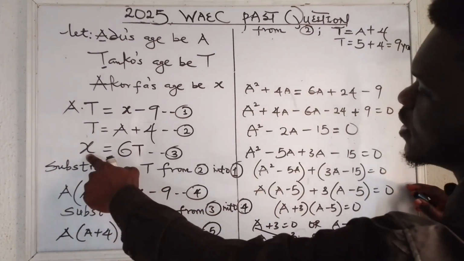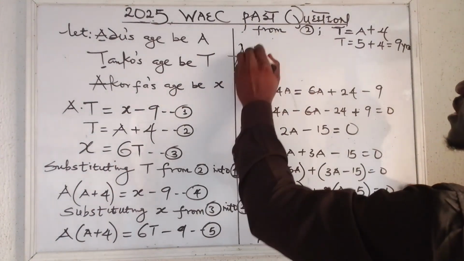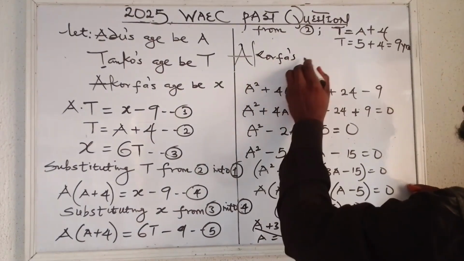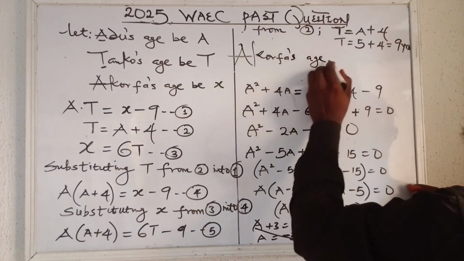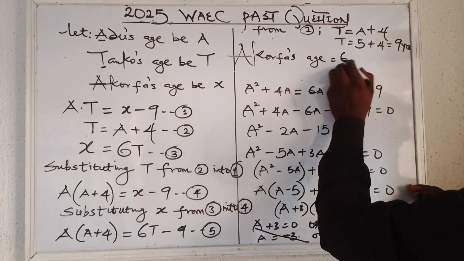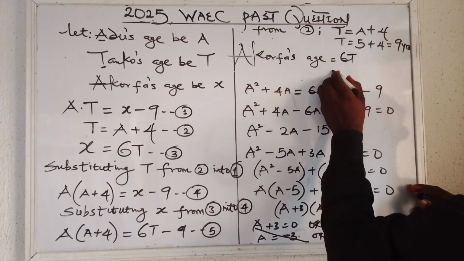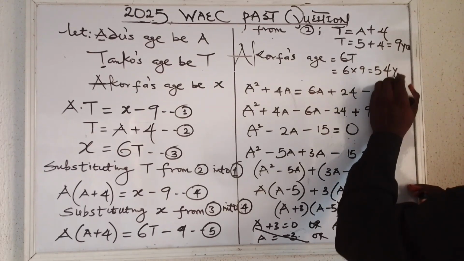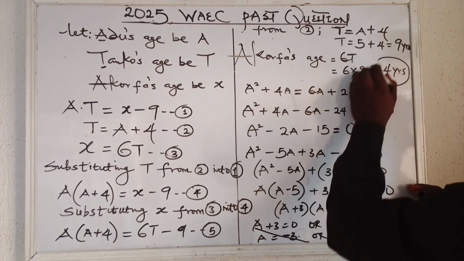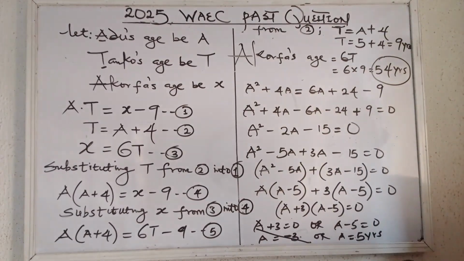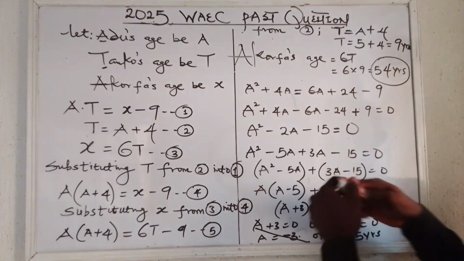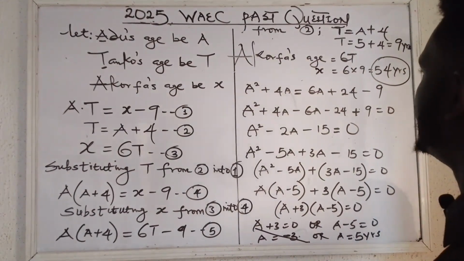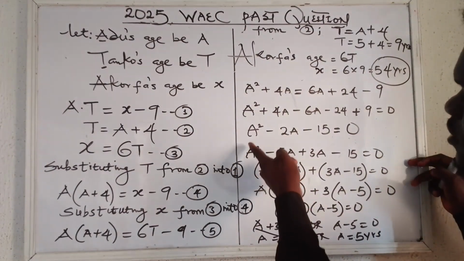Once I've got Tanko, I think we can get Akofa. So therefore, the final answer, Akofa's age was equal to 6t. And what is t? That was 9. So we got 54 years. So this is actually what we are told to look for. This was Akofa's age. That is the value for x. Yes. So Akofa is 54 years.